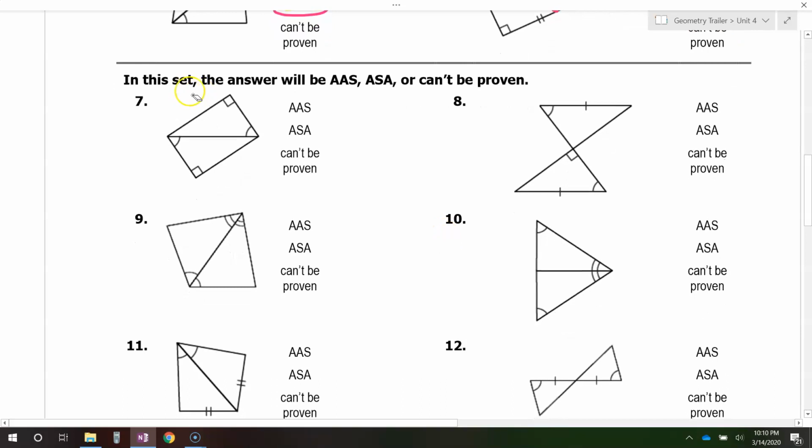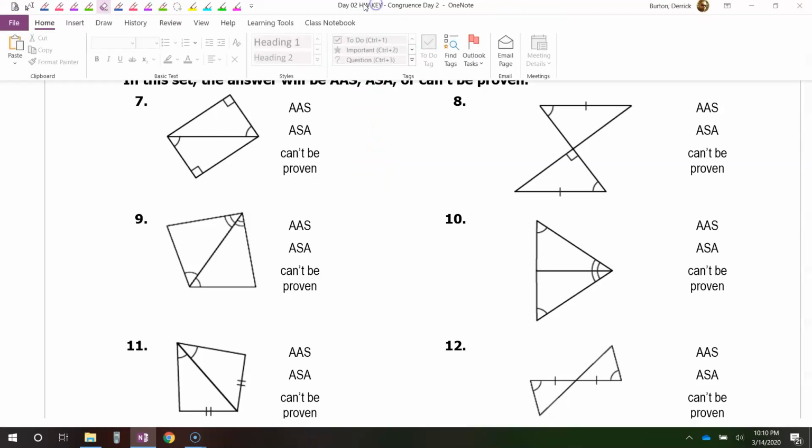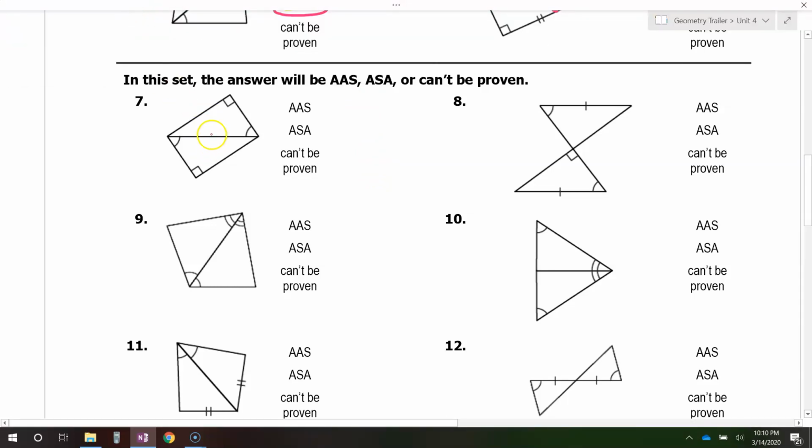All right. In this set, the answer will be either angle, angle, side, angle, or can't be proven. So they're being very nice to us and narrowing down the choices. I guess so we can focus on playing around with vertical angles and shared sides. So here we have a shared side. Kabam. Let's go ahead and mark that guy. Now let's focus on one triangle at a time. So let's focus on this triangle up here, for example. Notice that I have two angles and a side. Two angles and a side.